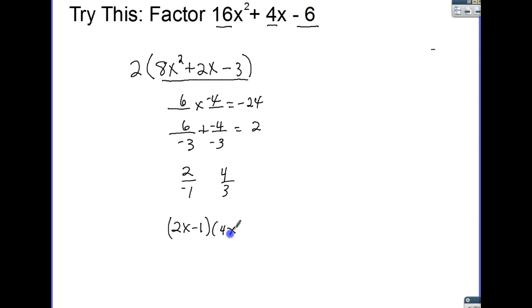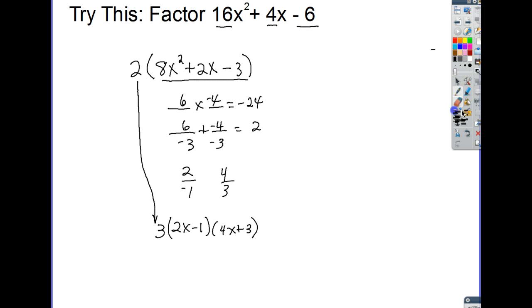times 4x plus 3. Now, what we have to remember is that since we took this common factor out to start with, that is part of factoring this. So, annex the 2 onto the answer.